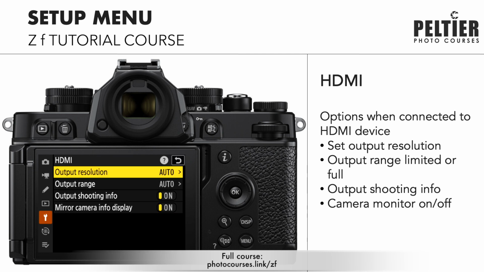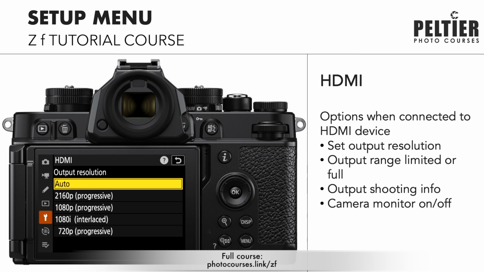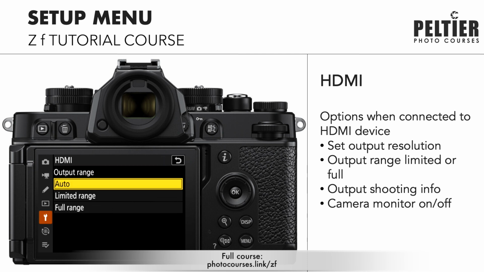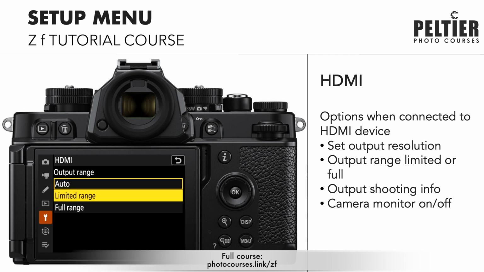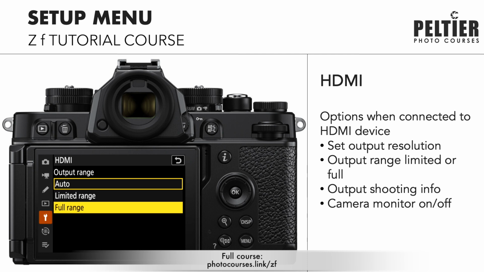If your camera is connected to an HDMI device, you have some options for that. Under HDMI, you can set the resolution of video signals sent to that HDMI device. The camera is going to choose that for you if set to auto. The output range is going to set the tonal range sent to the HDMI device, and that's going to vary depending on the HDMI device that you have. Auto is going to work with most compatible monitors, but you can set manual controls also. Limited is going to set the RGB signal range from 16 to 235, and then full is going to use the entire range from 0 to 255.